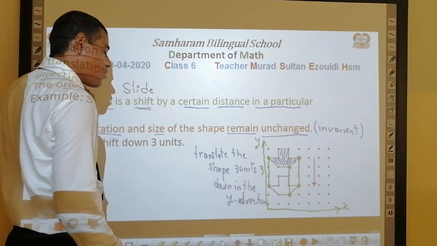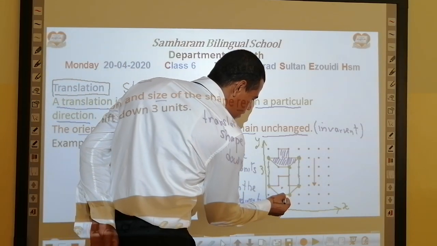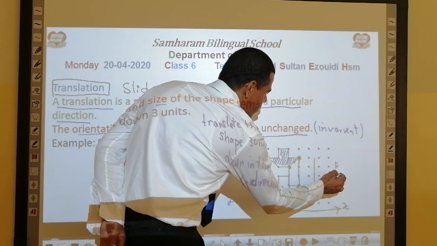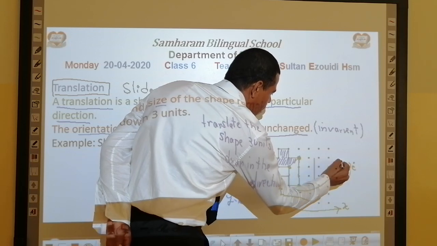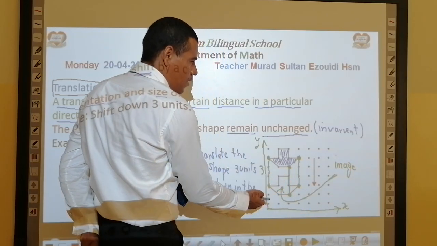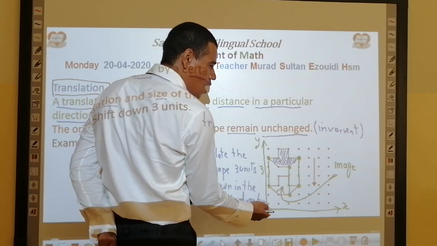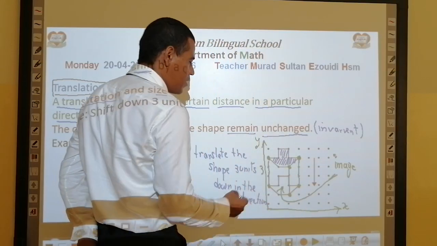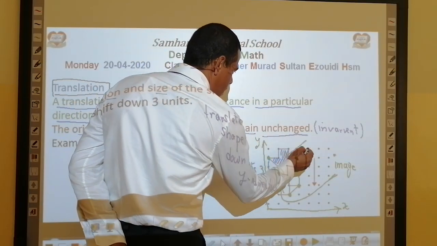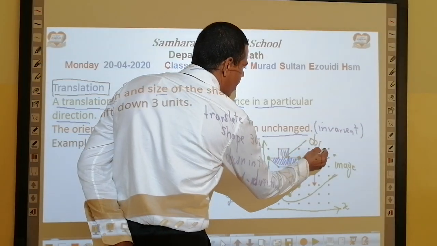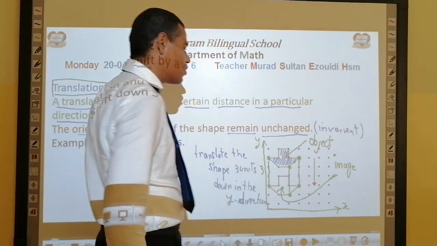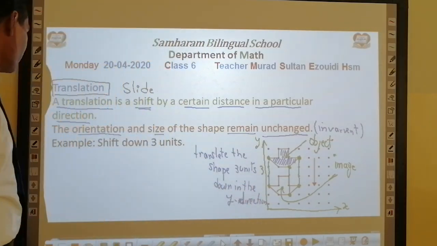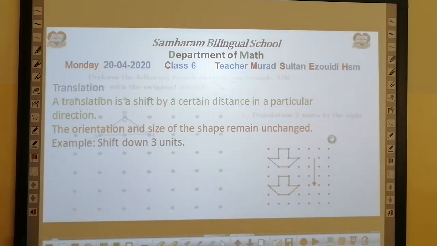So what is this called? This, my kids, is called the image. The image of the shape after translation 3 units down in the y direction. And this is the object, the object that I translate, or slide, 3 units down in the y direction. Okay, let's do some exercises.